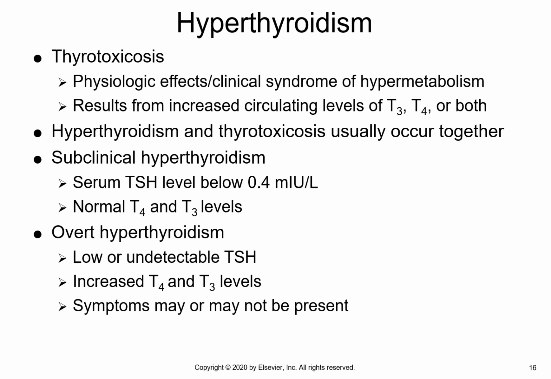Overt hyperthyroidism is defined by low or undetectable TSH and increased T4 and T3. The patient may or may not have symptoms of hyperthyroidism with overt hyperthyroidism. Etiology and pathophysiology is mixed.